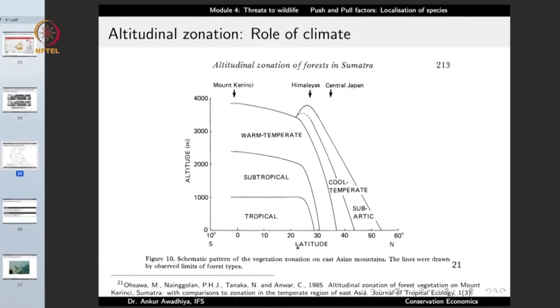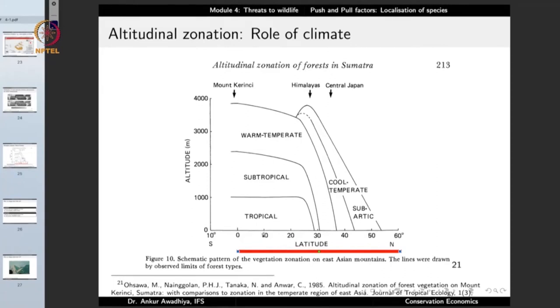So what this curve is showing us is that if you move from the equator towards the poles, you find that earlier you will have the tropical forest or the equatorial forest. After that, you will find subtropical forest. After that, you will find warm temperate forest, followed by cool temperate, subarctic and arctic regions. Now, this is occurring when you are moving from the equator towards the poles.